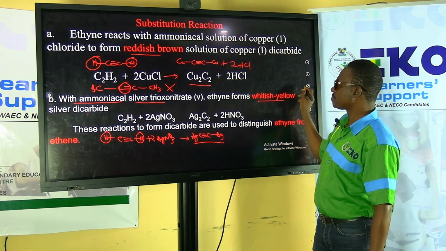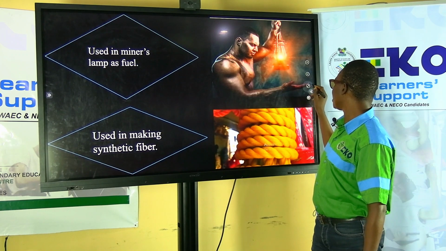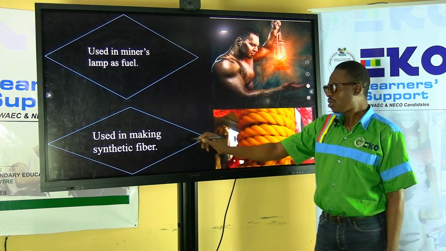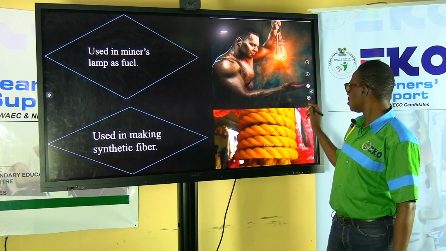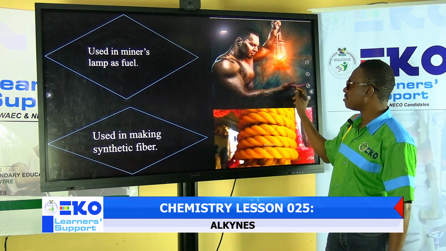Okay, fine. Also, it's essential for those that will be doing JAMB in the future that it is used in miner's lamp as well. Yes, this is ethyne. It is used in miner's lamp as well. Also used in making synthetic fibers. So all these synthetic fibers, yes, ethyne is used in making them.